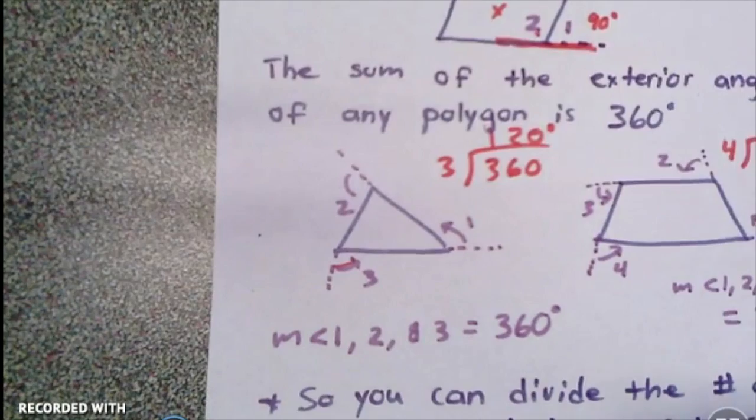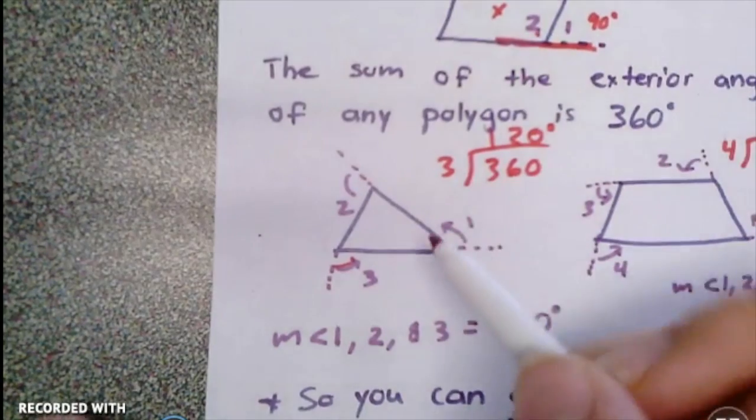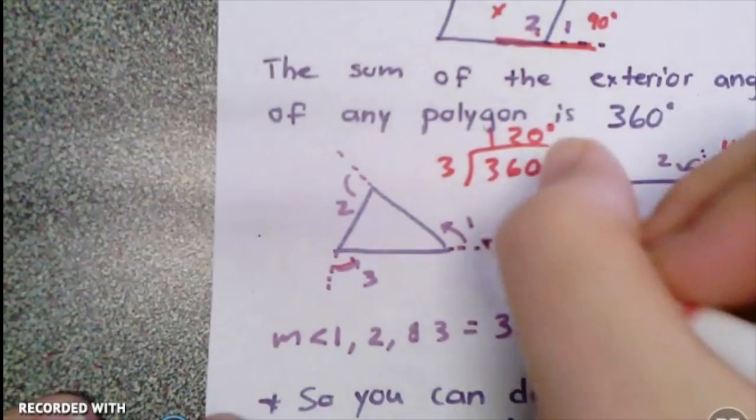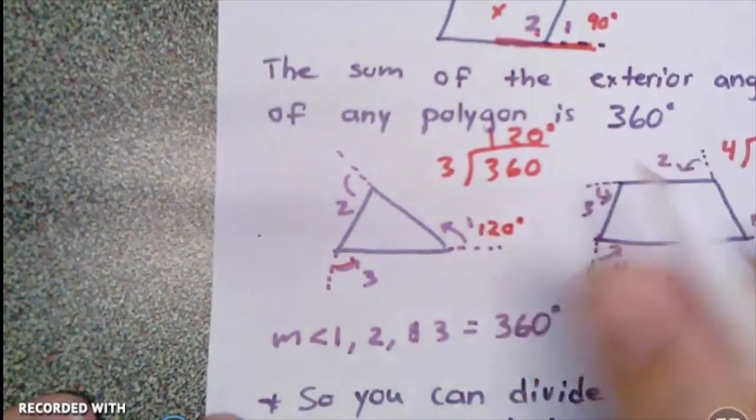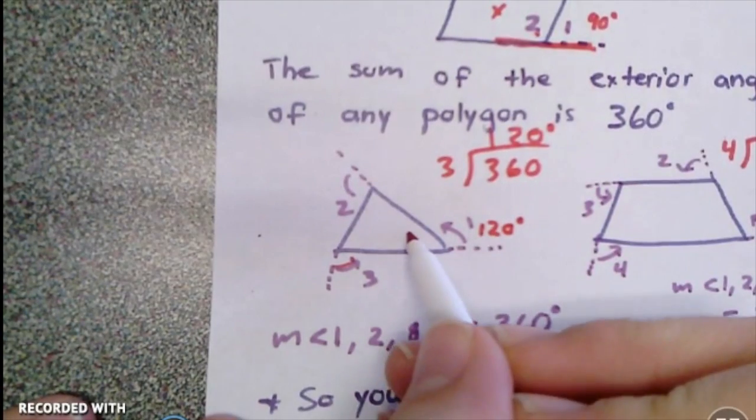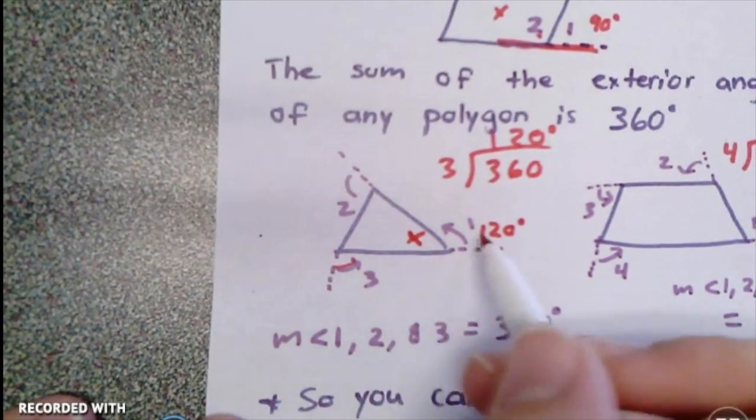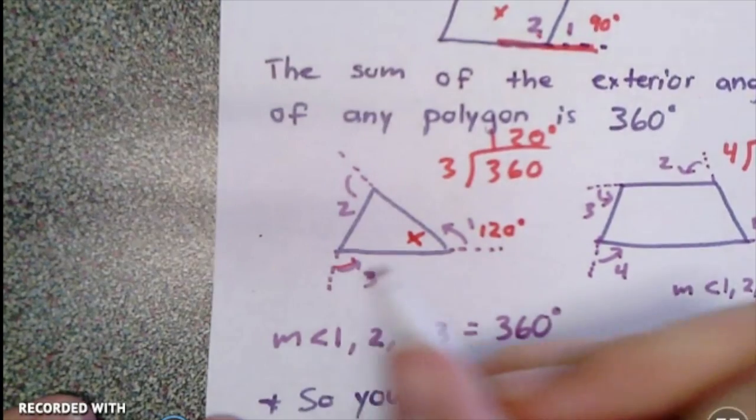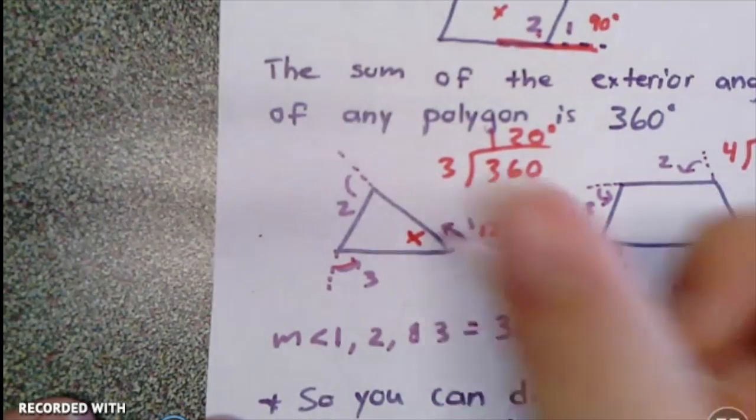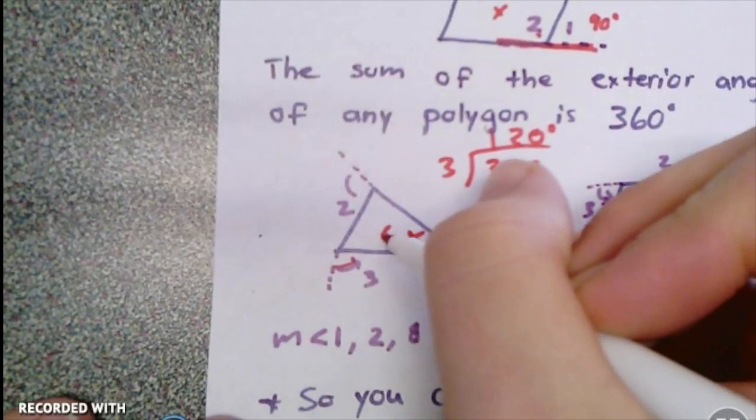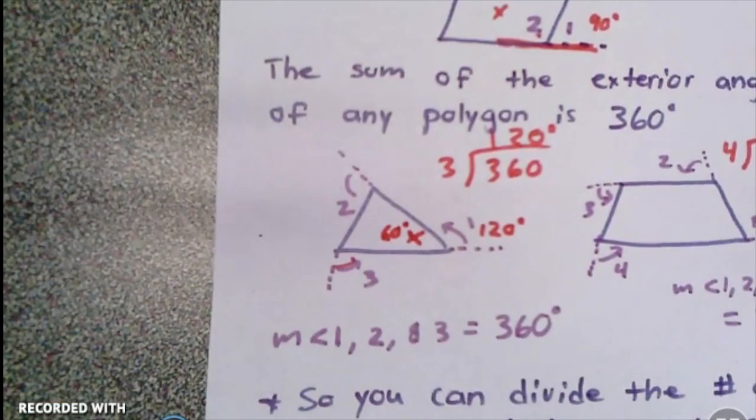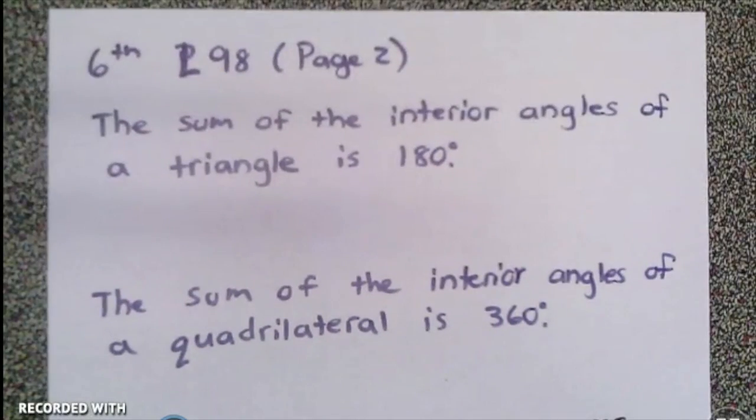What about for a triangle? Well, for a triangle, we found the average exterior angle is 120. So if this plus this has to equal 180, we're going to do 180 minus 120, which tells us that the average interior angle would be 60 degrees. See how cool this is? We can do so much.